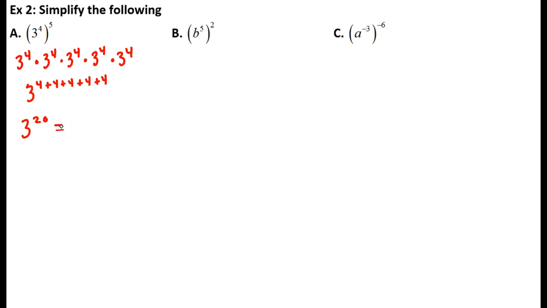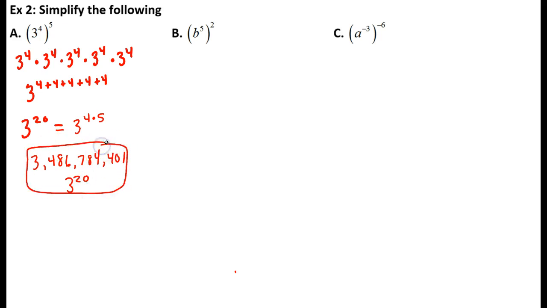we get 3 to the 4 times 5, which indeed is 3 to the 20th, and 3 to the 20th power is 3,486,784,401. So either of these answers would be acceptable.